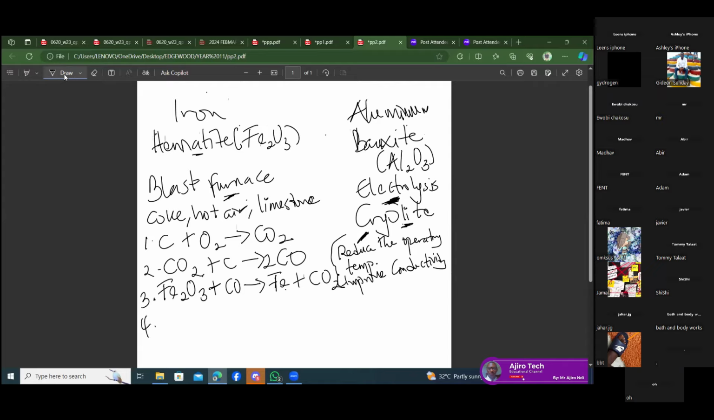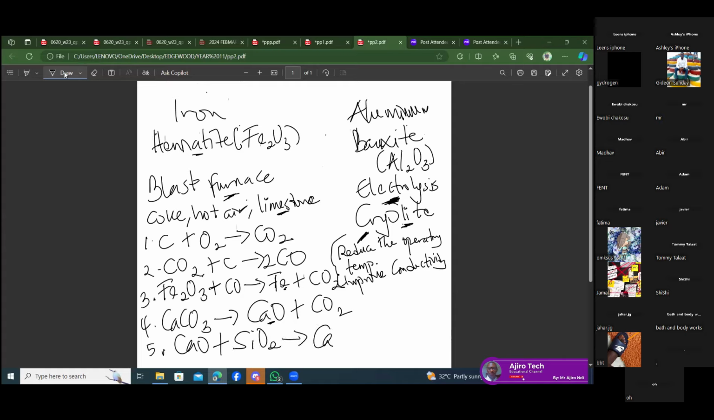All right, so when you form the iron here, remember that you added limestone. There are impurities in the whole process. So the calcium carbonate goes through thermal decomposition to form calcium oxide plus carbon dioxide. And then the next process is this calcium oxide reacts with the impurities in the ore, which is silicon dioxide, to form the slag, which is calcium silicate.